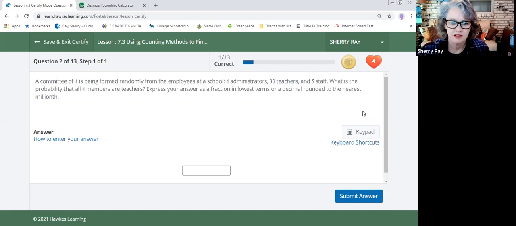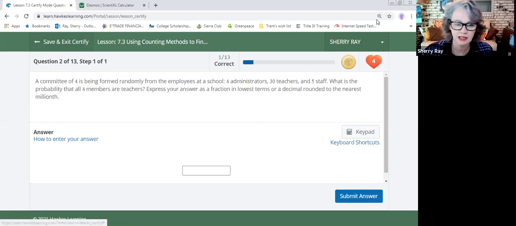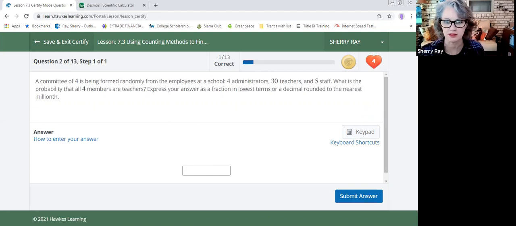So on the first problem, we have a committee of 4 being formed randomly from employees at a school. We have 4 administrators, 30 teachers, and 5 staff. What is the probability that all 4 members are teachers?